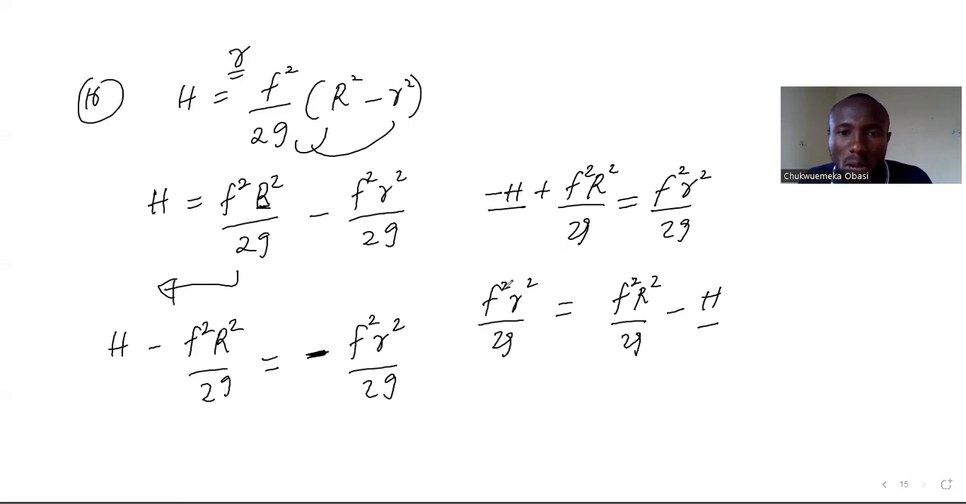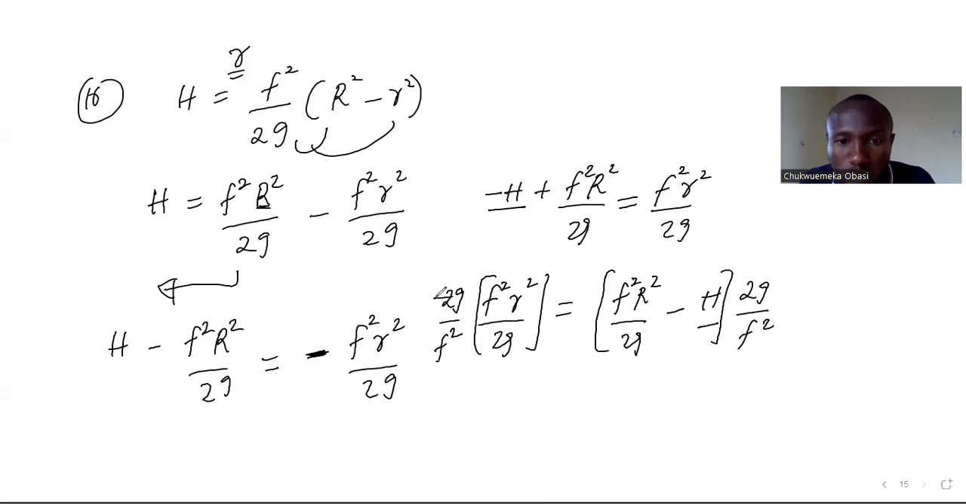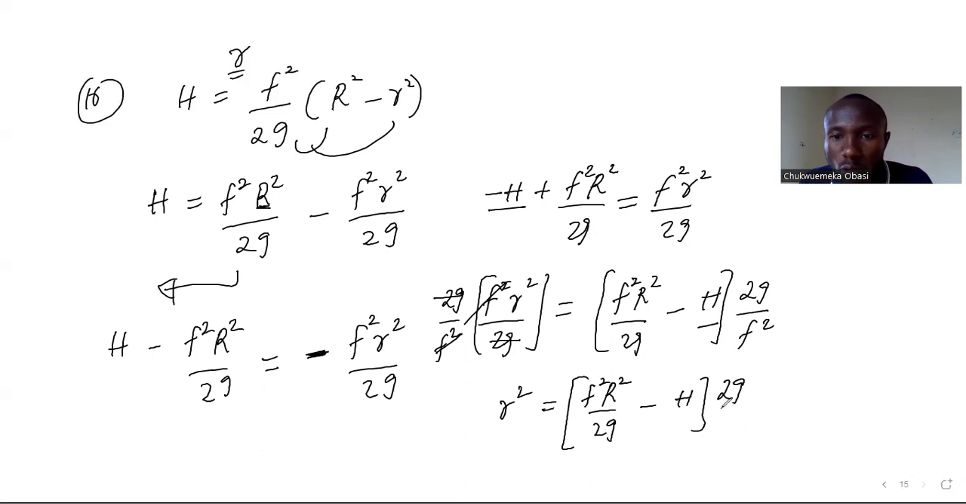All right, so now I want to make R squared the subject. See what I'm going to do right here. The coefficient of R squared is F squared over 2G. I'm going to multiply everybody by 2G over F squared. Why? Because this 2G will cancel out this one and F squared will cancel out this one. So R squared is equal to F squared R squared, or you can actually call it FR all squared over 2G, minus H into 2G over F squared, right? Yes, so that is what it is.